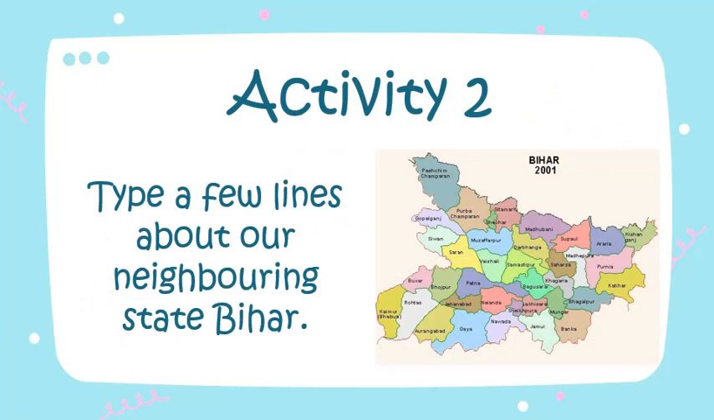Adding to that, would you like to try another activity? Type a few lines about the neighboring state of Bihar. You have previously learnt about the state of Odisha, and in EVS class this week you will learn more about the state which lies to the west of West Bengal, that is Bihar.